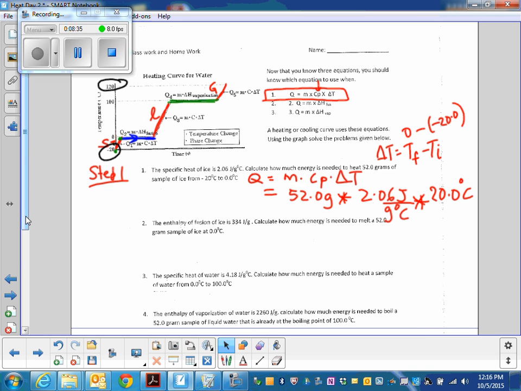2142. For now, I'm not going to round. I will round at the end. Okay? 2142 joules. Is everybody good?